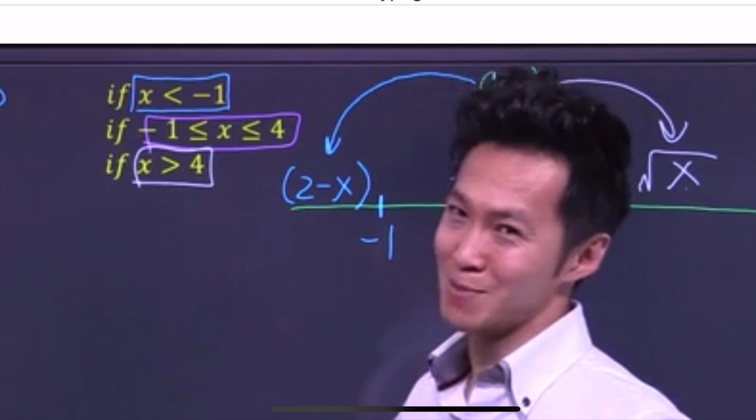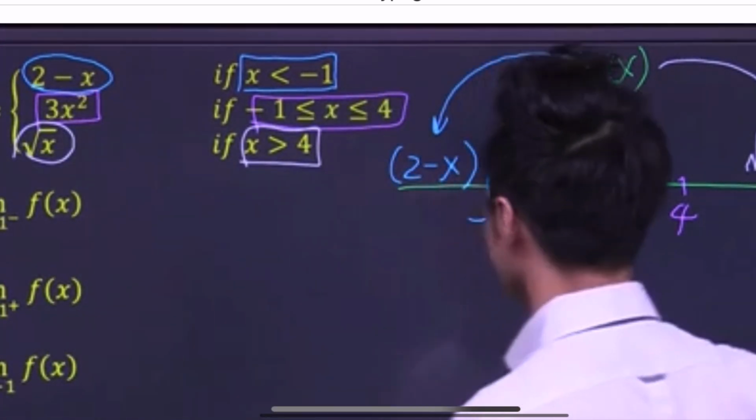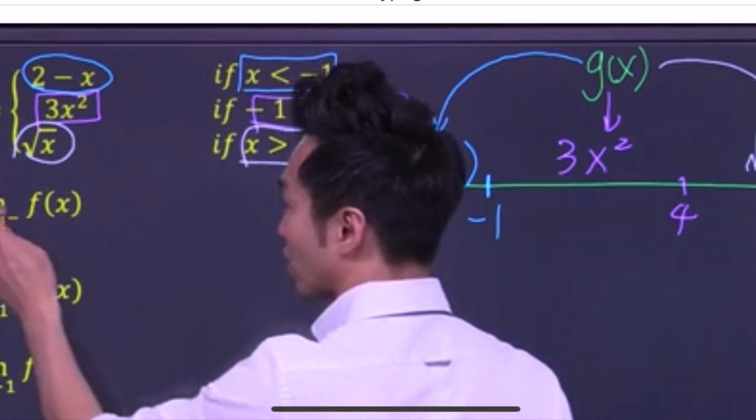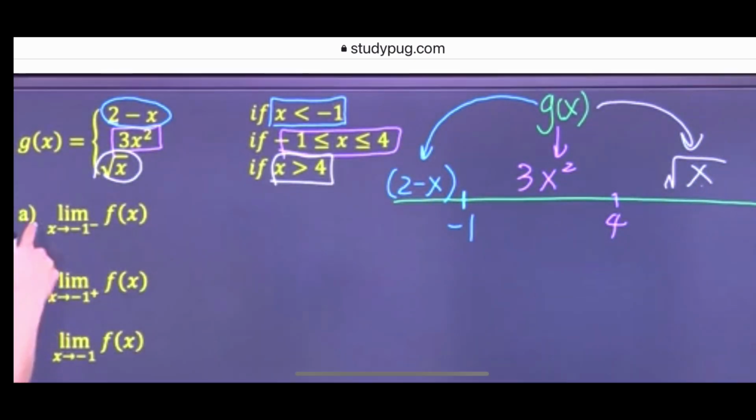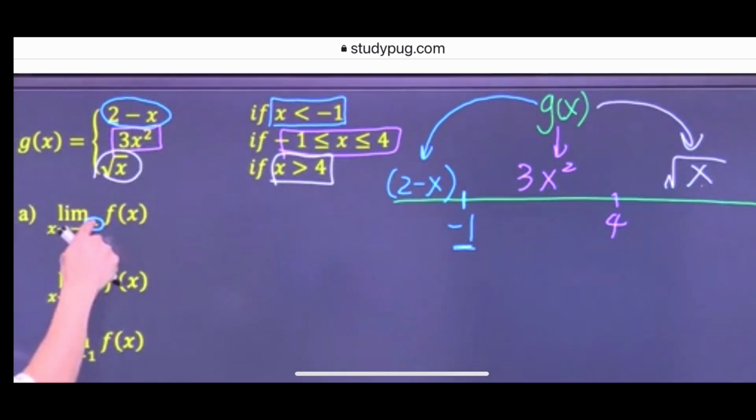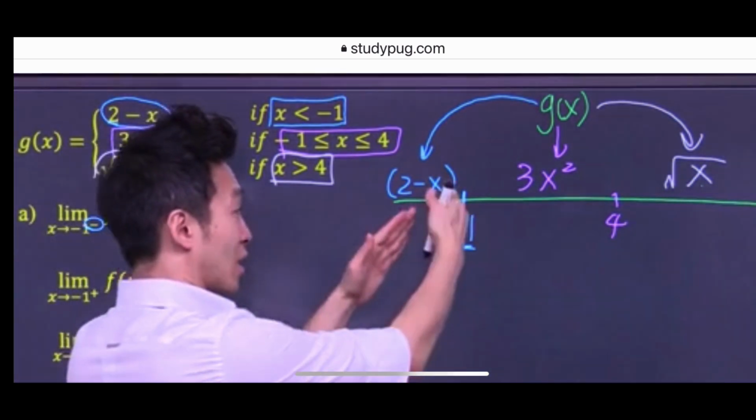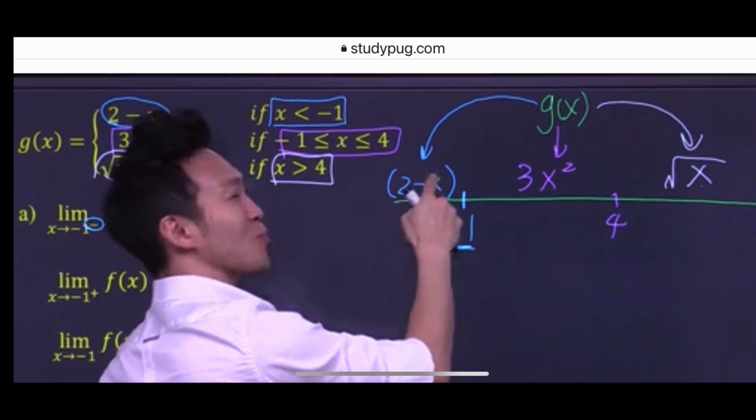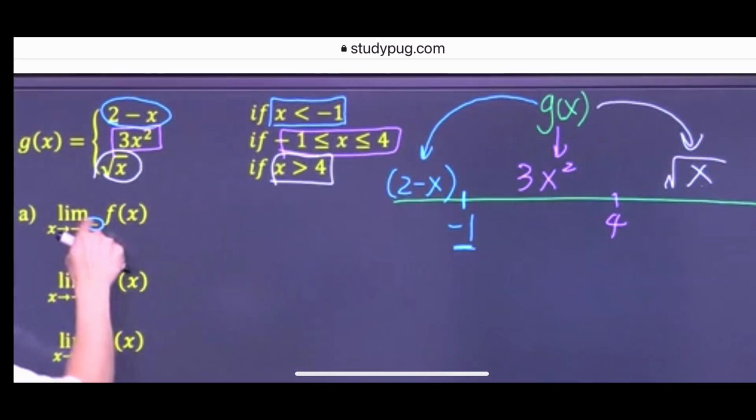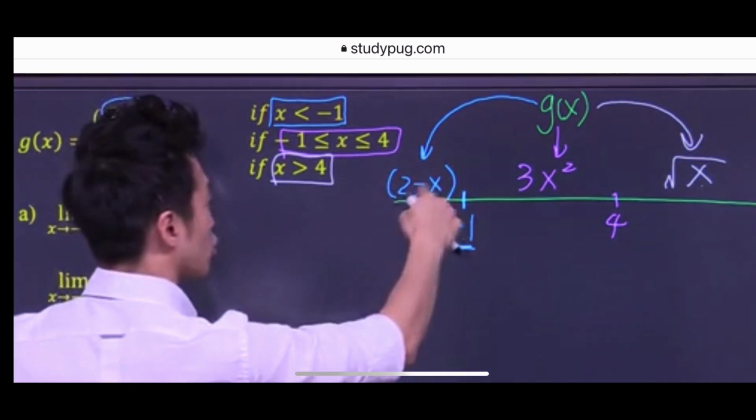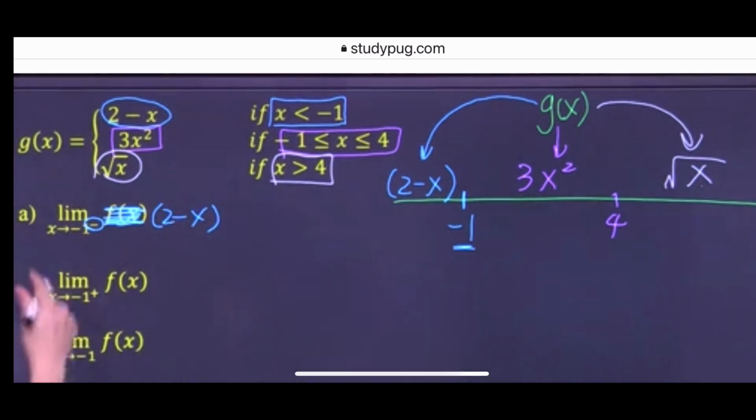So now we are ready to evaluate the limit. First, we want to find the limit of the function as x approaches -1. From which direction? The negative notation means from the left, right? From the negative direction, from the left. So on the left side of -1, the function is defined as 2 minus x. On the left side of -1, we can replace the function with 2 minus x. See that? Just like that.